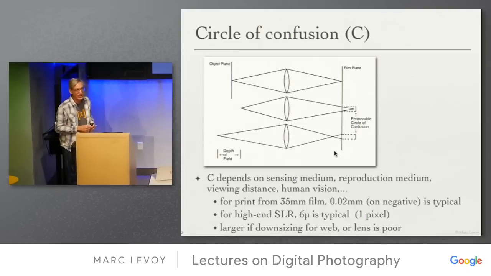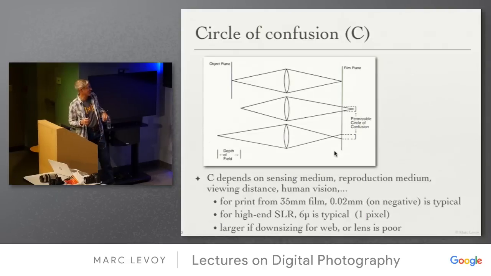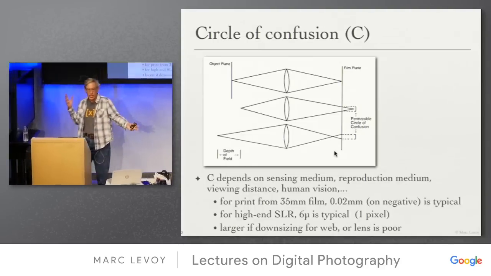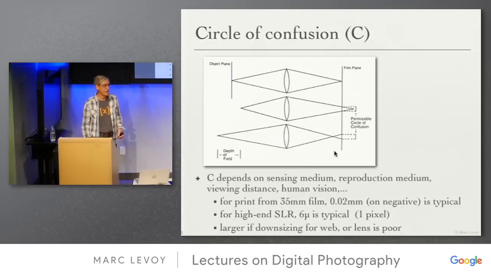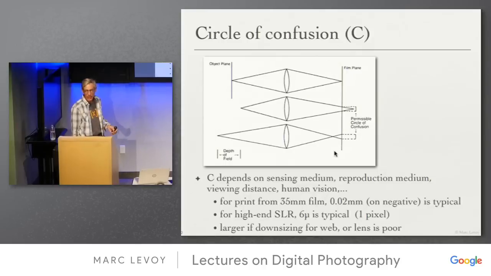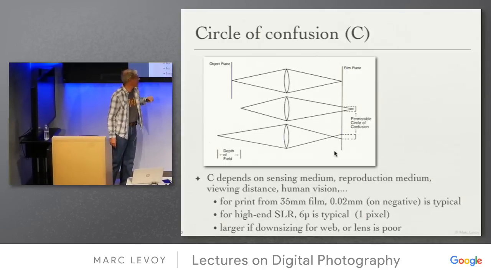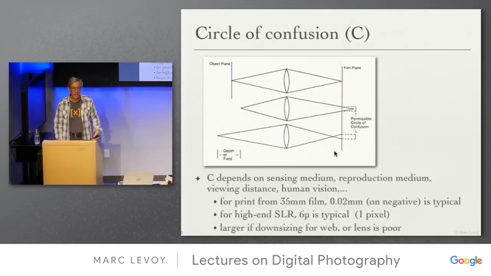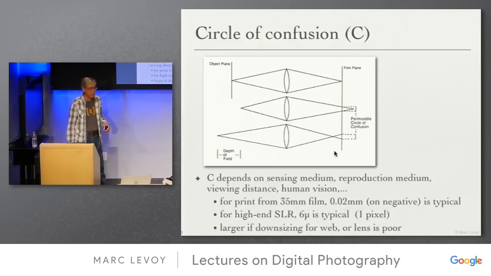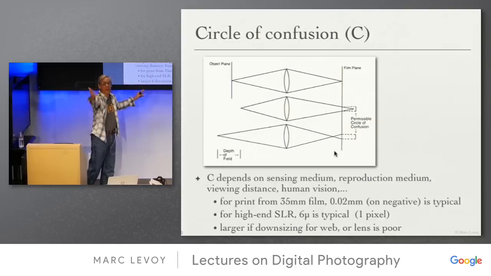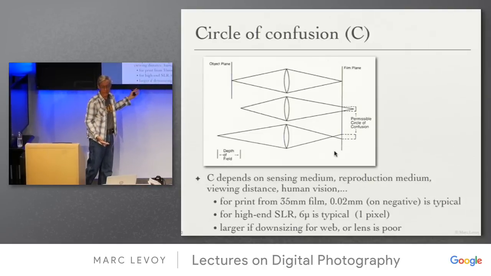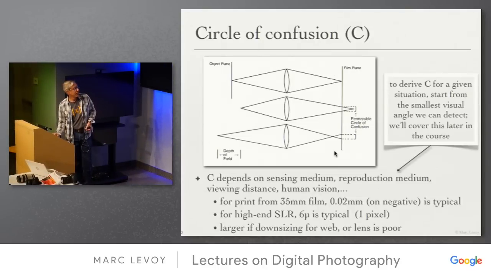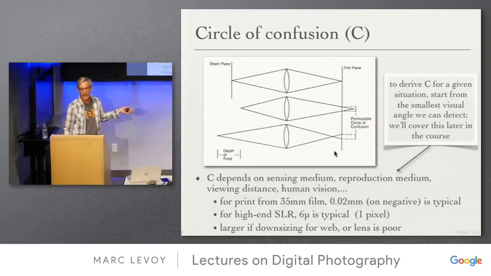So we'll work out some exact examples a little bit later in the course when we talk about sensors and sensor sizes. But for print from 35 millimeter film, it's often said that 0.02 millimeters, which is 20 microns, is the allowable circle of confusion on the negative, on a 24 by 36 negative. For high-end single lens reflex cameras, it's often said that 1 pixel should be the allowable circle of confusion. And that might be maybe 6 microns, maybe it's getting a bit smaller now. If you're downsizing it or you're displaying it here on this projector which has a low resolution, then you can get by with a larger circle of confusion. Okay, so we'll talk about that and tie it to visual angle a little bit later in the course.